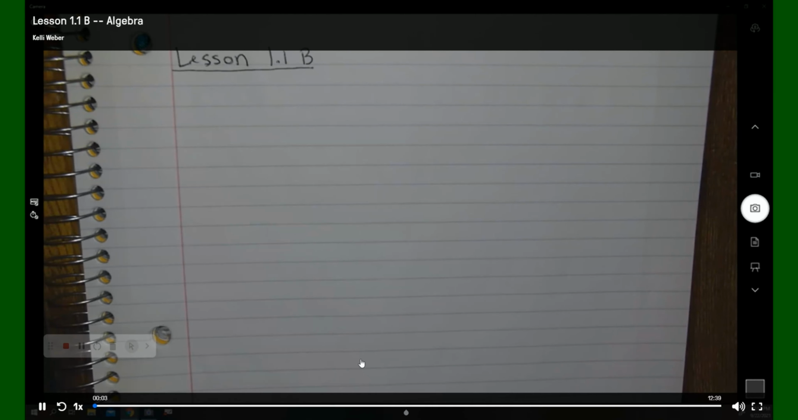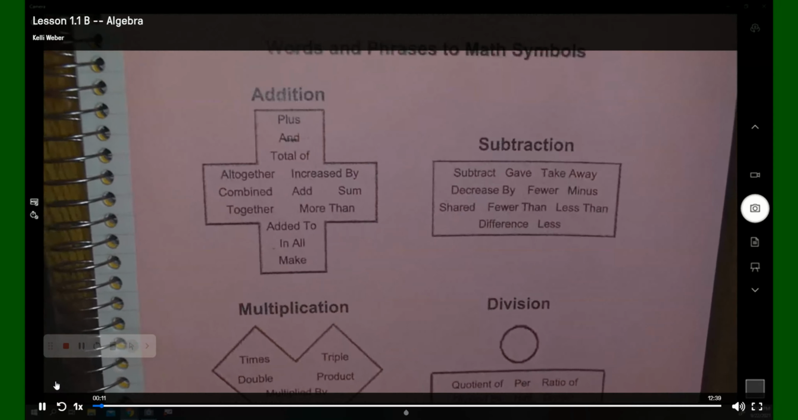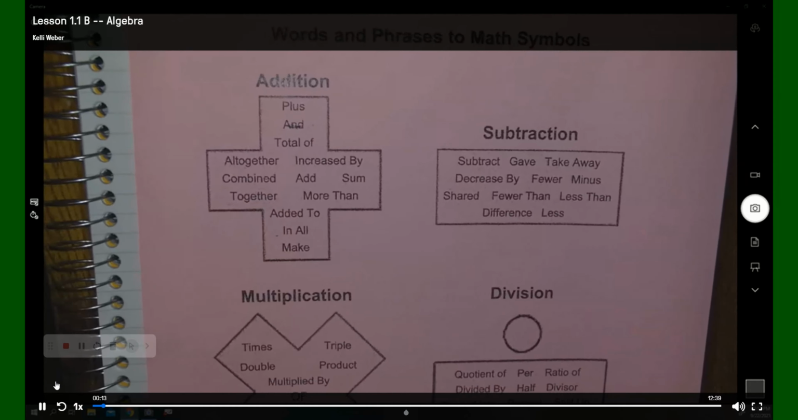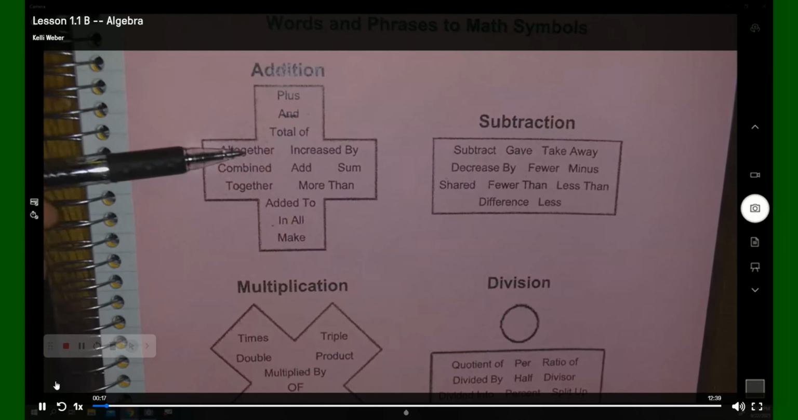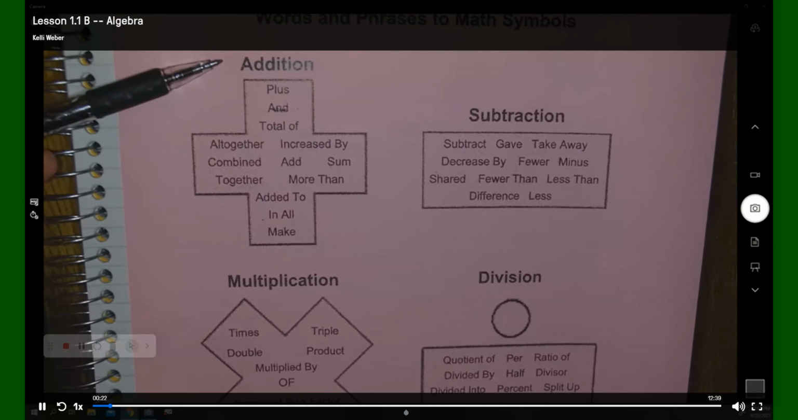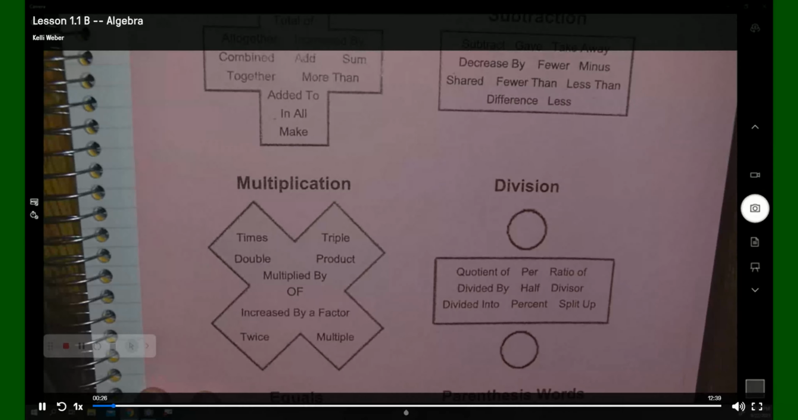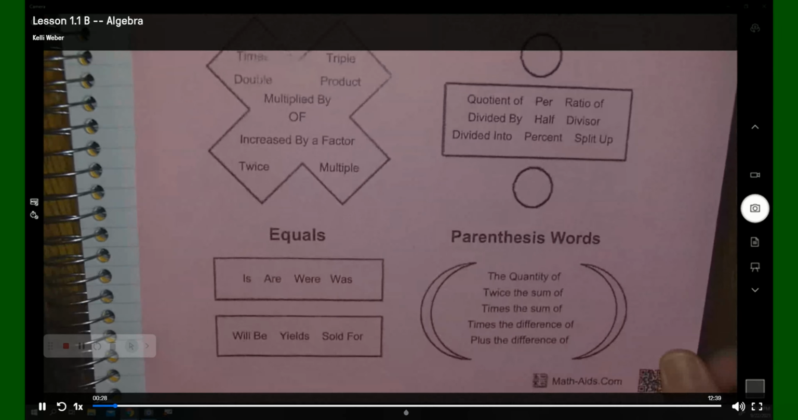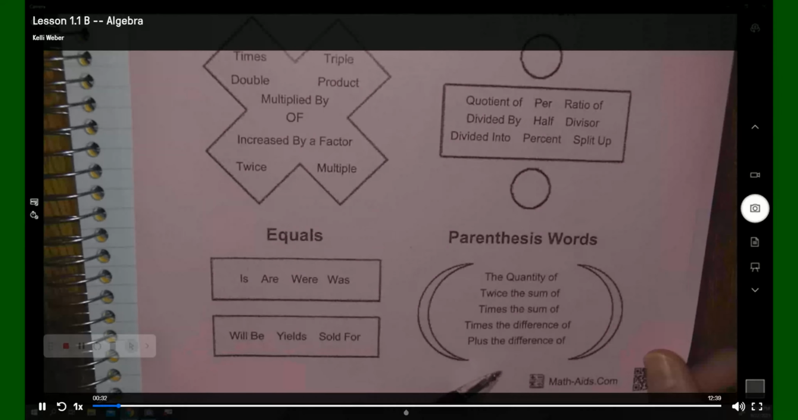This is lesson 1.1b. One of the things that you're going to have for this lesson is a sheet that says words and phrases to math symbols. So inside the symbol, it gives you different words and phrases that remind you that, hey, these ones are about addition. These are about subtraction, multiplication, and division. These are signal words for equal sign, and these are signal words for parentheses.